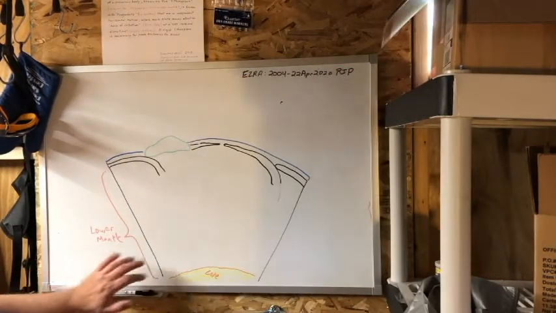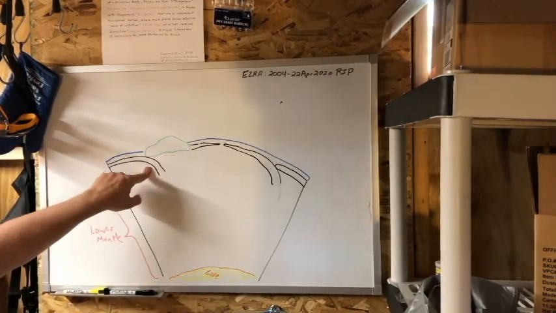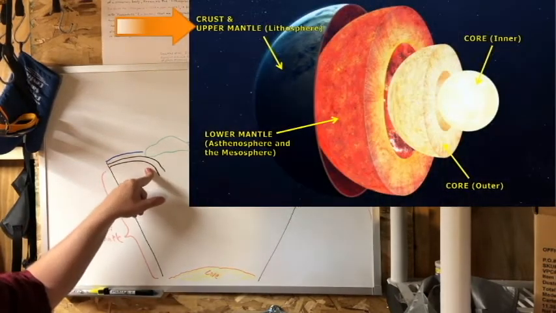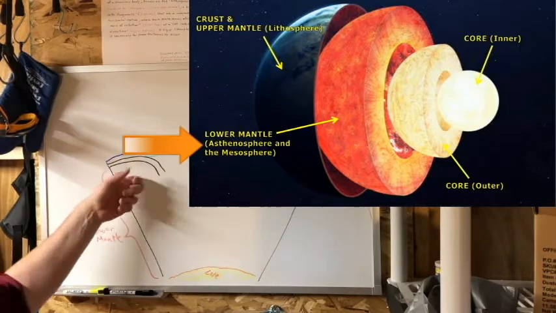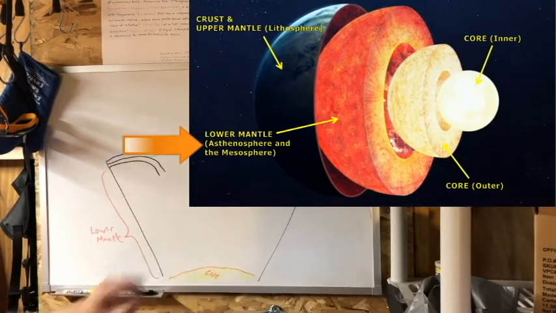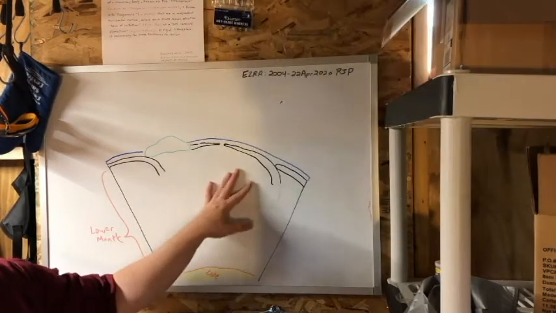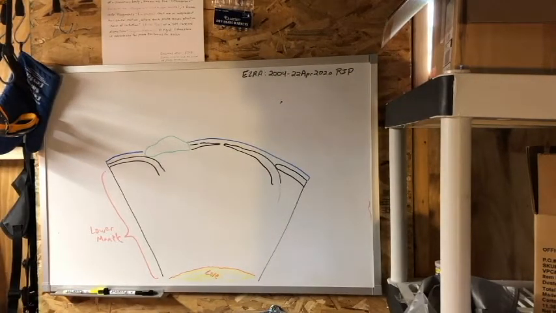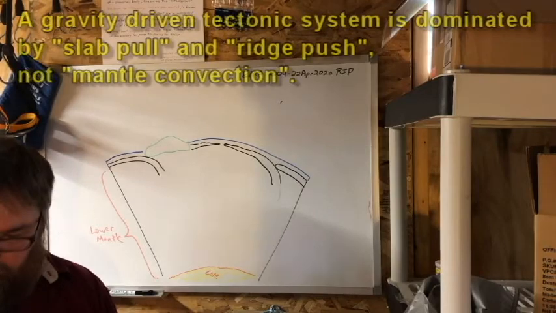This is my core. This is my lower mantle. So my lithosphere and upper mantle, I'm going to refer to the lithosphere as the upper mantle. My lower mantle is the asthenosphere and the mesosphere. And we're going to develop and draw things here. But basically, what is a gravity-driven system?